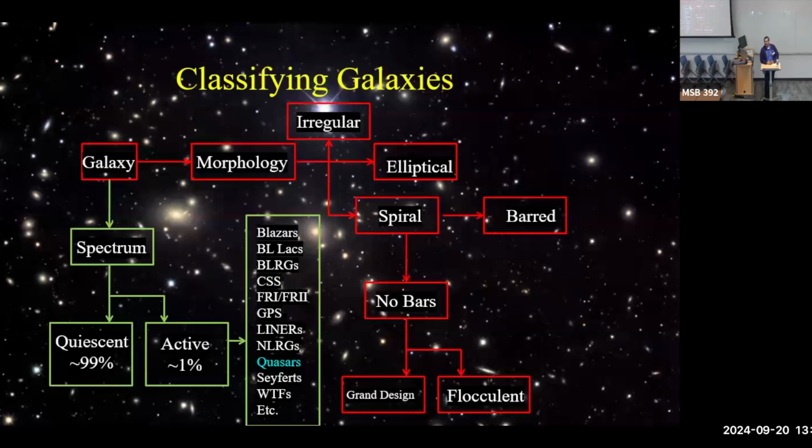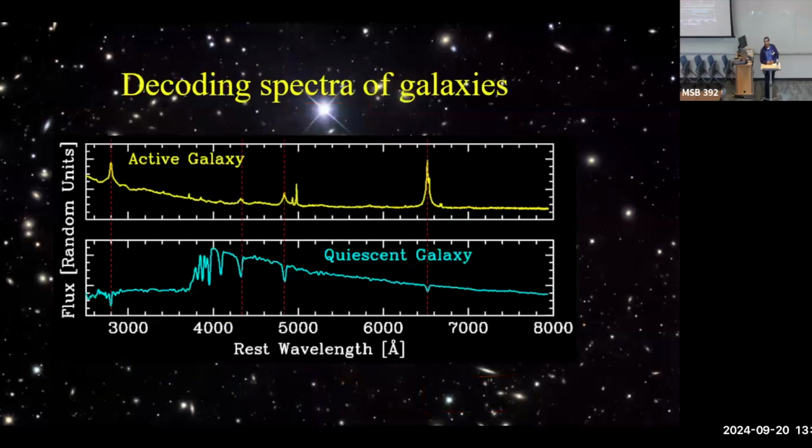All right, so spectrum. Let me show you what the spectrum of a quiescent galaxy looks like in comparison to the spectrum of an active galaxy. It looks like this. What we're seeing here is flux, how much light you're getting, on the vertical axis, in some arbitrary units, it doesn't matter. And on the horizontal axis, we're seeing the wavelength of the light.